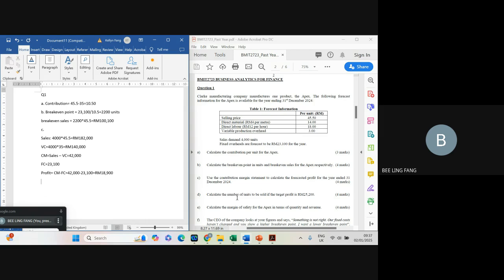Okay, D, calculate the number of units to be sold if the target profit is 25,200, right? Okay, how to calculate units to be sold so that you can get back this value. So number of units sold equals, okay, you have to calculate your overhead fixed cost plus your target profit.